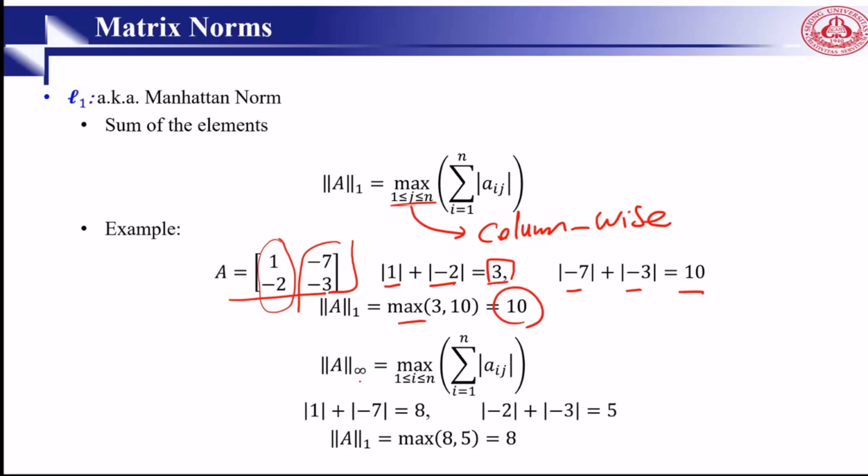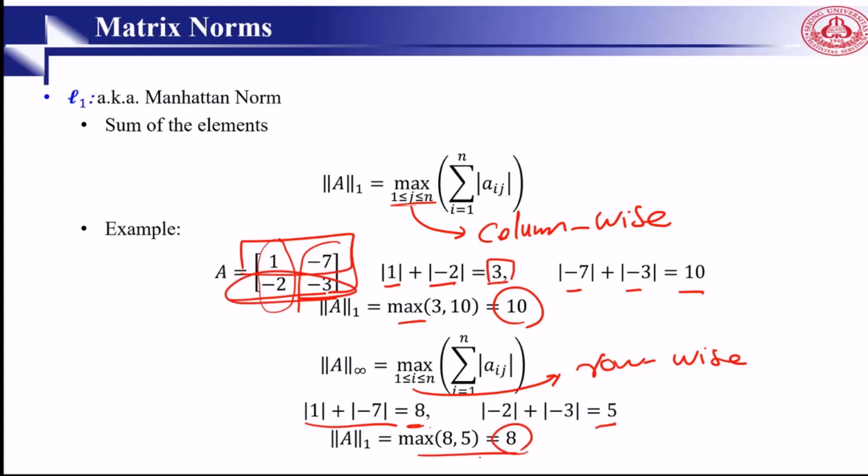Also, we have the same norm in the case of infinity. In this case, we go row-wise. Right? So what we do here, first we go for the first row, which gives us 8. The second row gives us 5. Then the max of 8 and 5 gives us 8 as the norm.